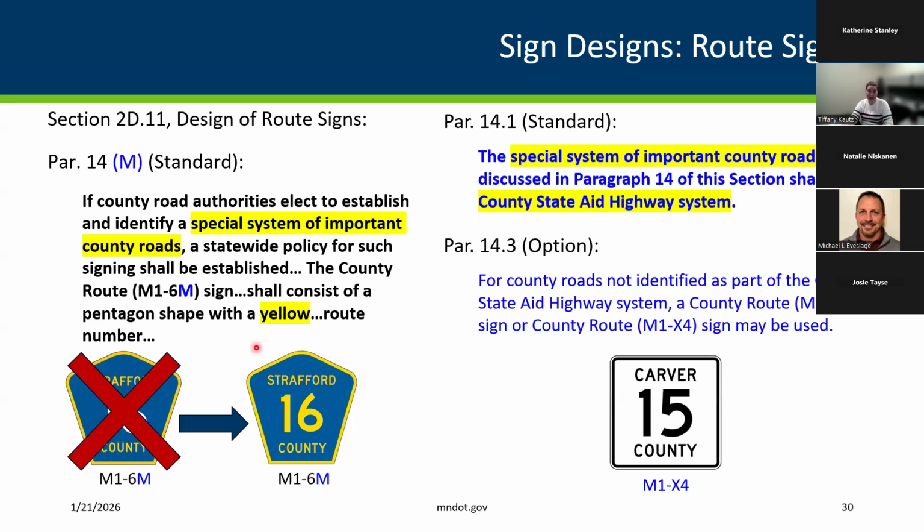For roads that are not identified as part of the county state aid highway system, you can either use the blue pentagon or the white square. But the white square, the white rectangle, can no longer be used on a county state aid system. Again, this is going to be through attrition. So it doesn't mean that anybody has to run out and change all of these signs right now, but through attrition, they would change over.